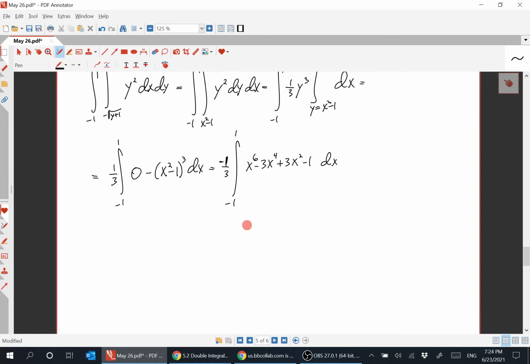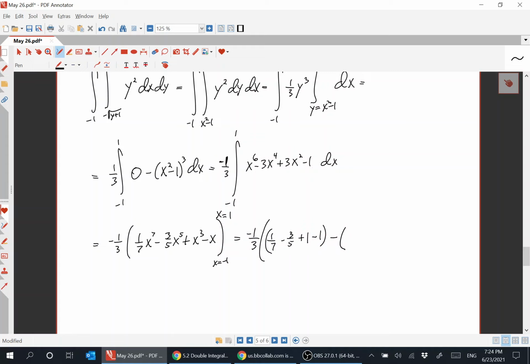So what we get here is minus 1/3 times the antiderivative: 1/7 x to the 7th, minus 3/5 x to the 5th, plus x to the third, minus x, all from x equals -1 to x equals 1. So at 1, what is this? This is 1/7 minus 3/5 plus 1 minus 1.